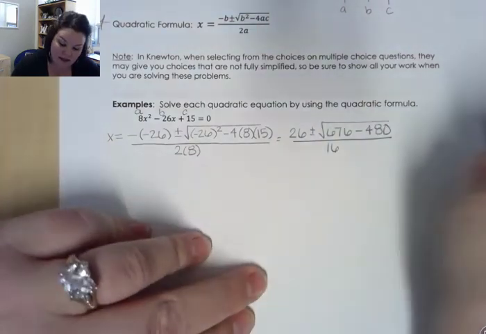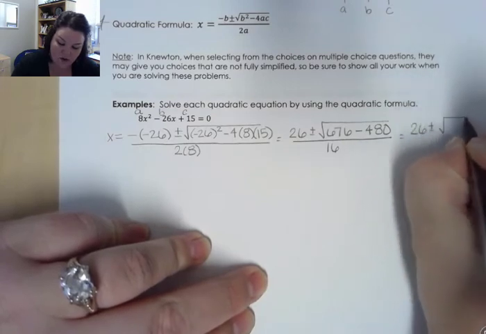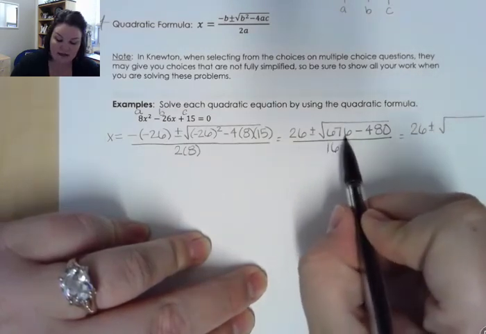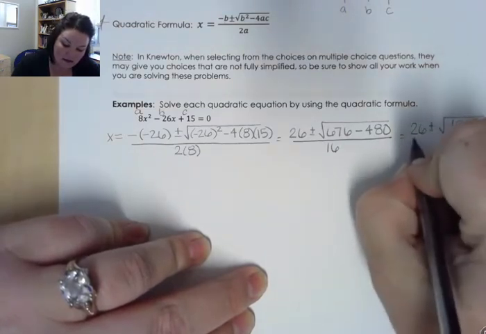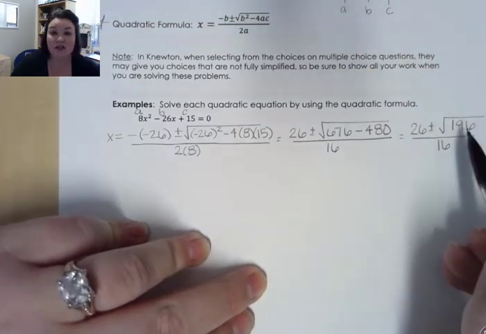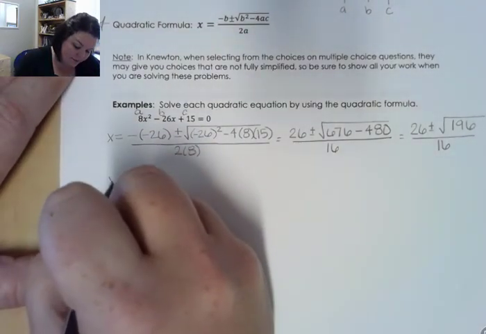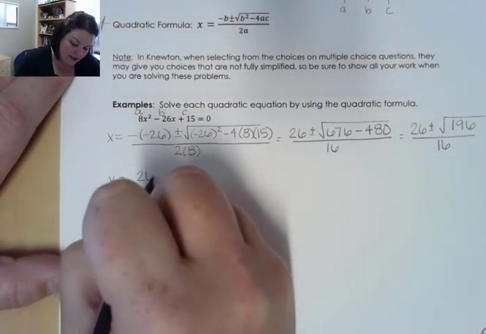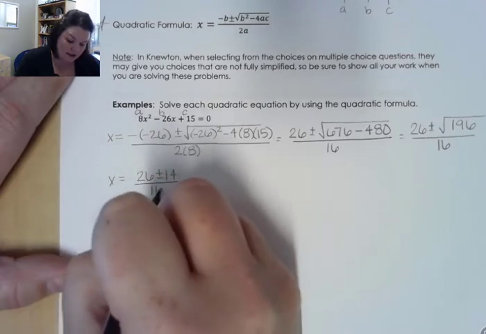Okay. So I'm going to keep simplifying. So I have 26 plus or minus the square root of 676 minus 480 gives me 196, all over 16. Okay. And then 196 is actually a perfect square, right? The square root of 196 would be 14. So I'm going to continue simplifying. So x is equal to 26 plus or minus 14 all over 16.